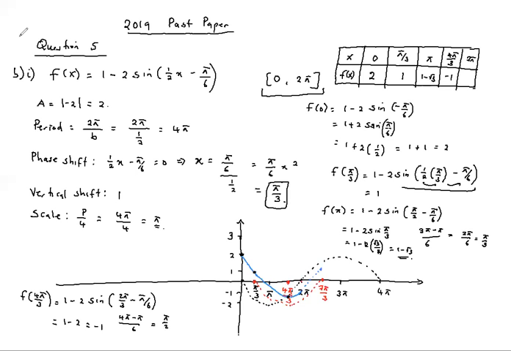Okay, let's go to 2. So that was B1. Yes, to 2, prove that sec theta minus cos theta is equal to sin theta tan theta.